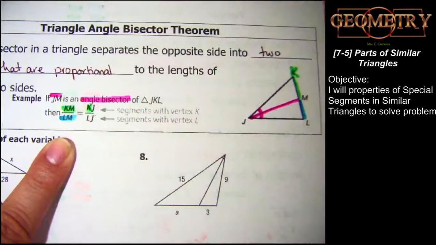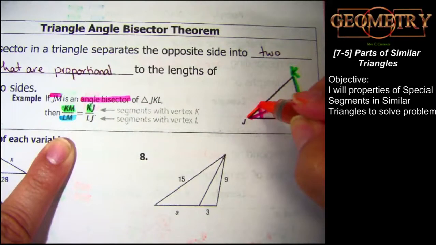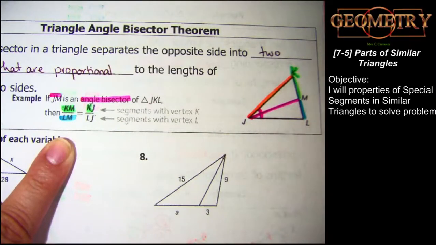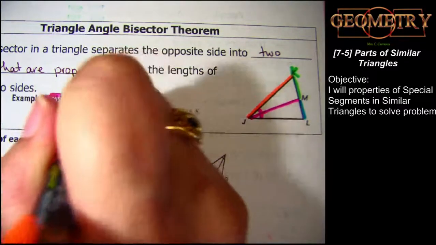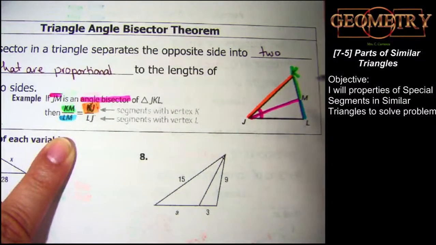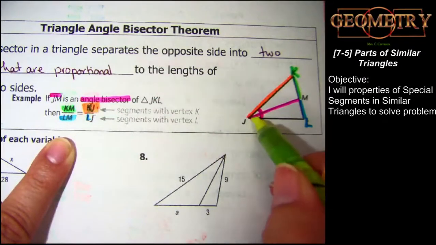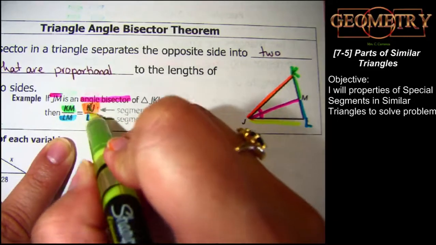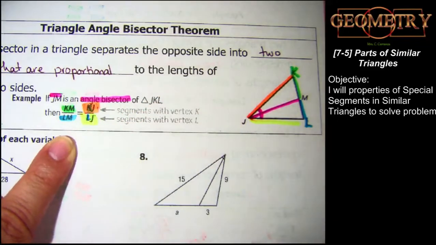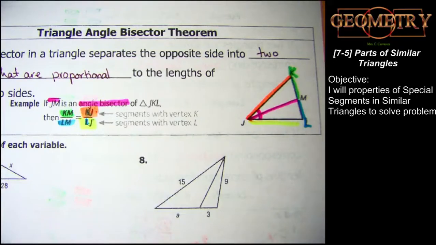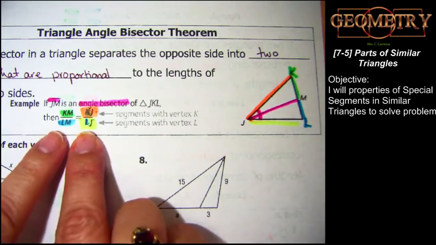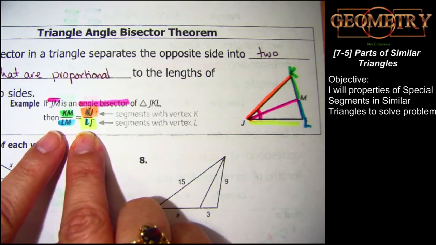right here, this side that goes from where the angle bisector is originating toward the green side that I've colored, that's going to go in the top. And then here, L, this side is going to go with the side that goes toward L. Okay? So you have to make sure that these first letters of the segments are matching.